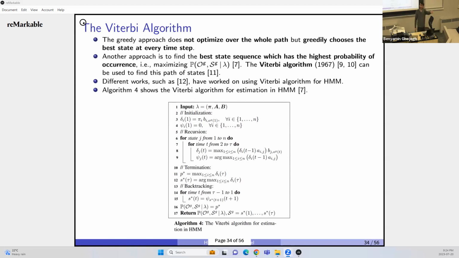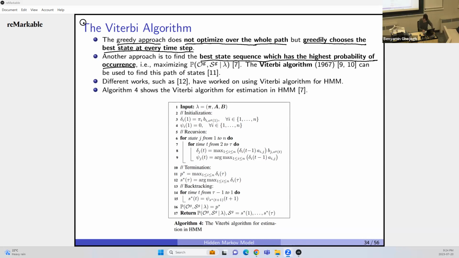Now another algorithm for estimation. One algorithm was the greedy approach. Another one is the Viterbi algorithm, one of the most important algorithms for hidden Markov models. If you have passed any telecommunication course, they also talk about the Viterbi algorithm. The greedy approach does not optimize over the whole path, as I said, but greedily chooses the best state at every time step. Another approach finds the best state sequence, which has the highest probability of occurrence.